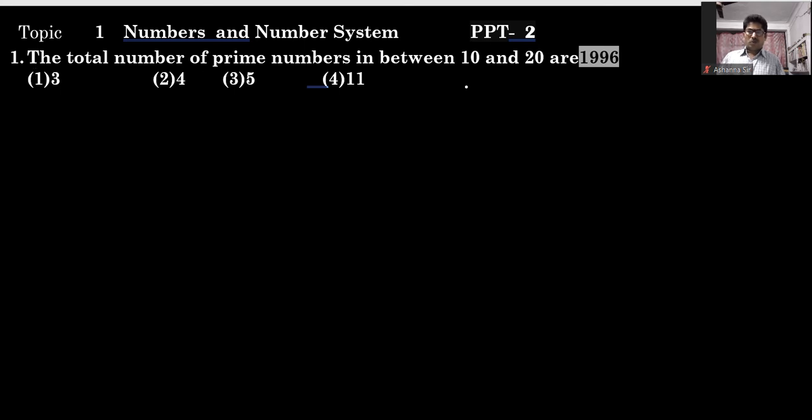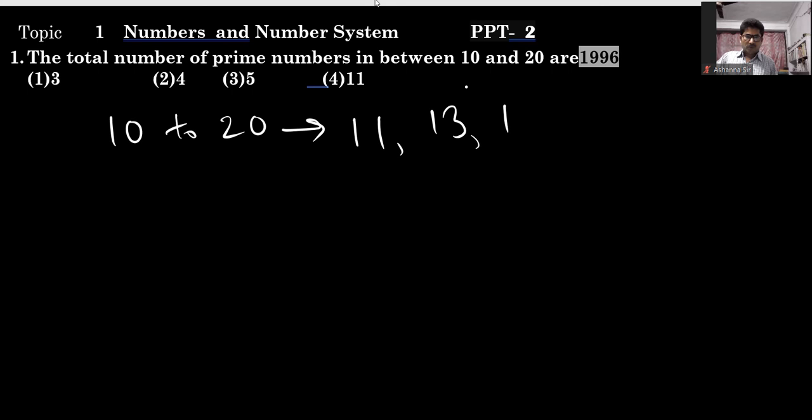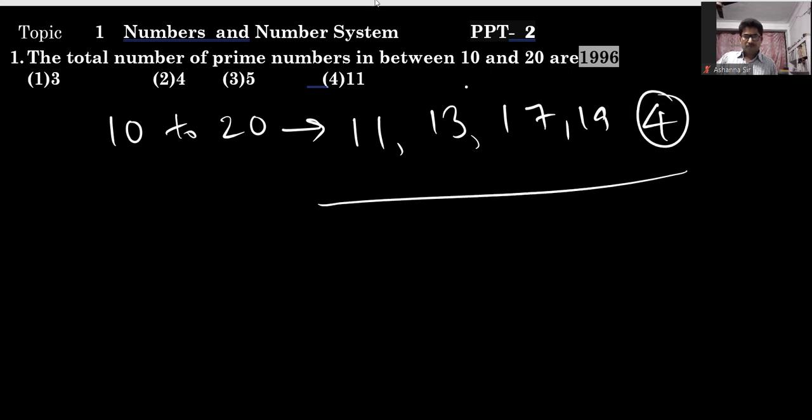Question number 1. The total number of prime numbers in between 10 and 20 are. Children, we know prime numbers from 1 to 100. So here they are asking 10 to 20 only. We have to find how many. So that's why we have to write what are the primes: 11, 13, 17, 19. So totally 4 prime numbers. So option 2 is correct.